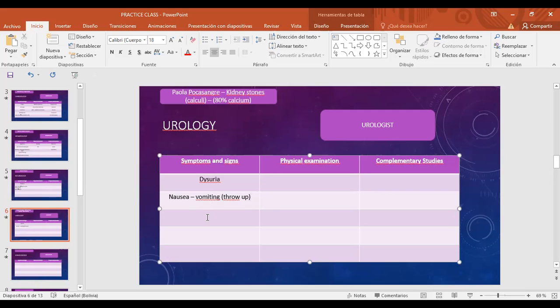So any other symptom or sign that you could find related to kidney stones? Fever? As I was telling you, 80% of the kidney stones are made of calcium. However, there's a certain component that is related to kidney stones when they get infected. When they do get infected, yes, there would be fever. However, it is not that common.